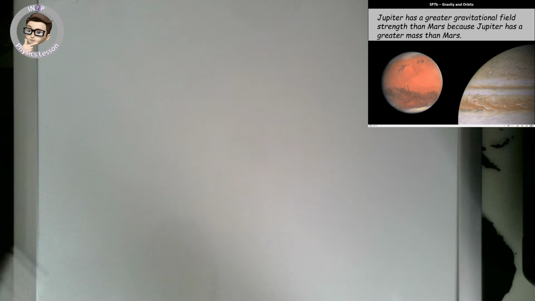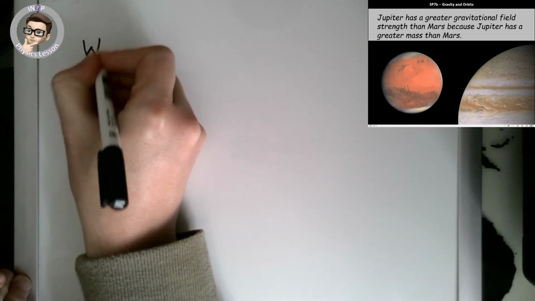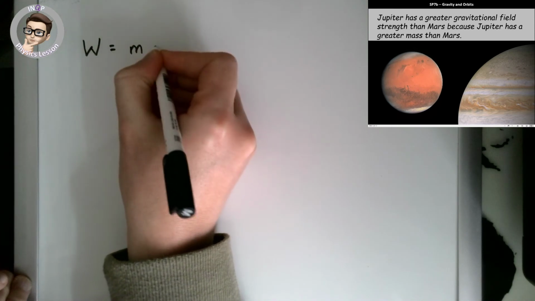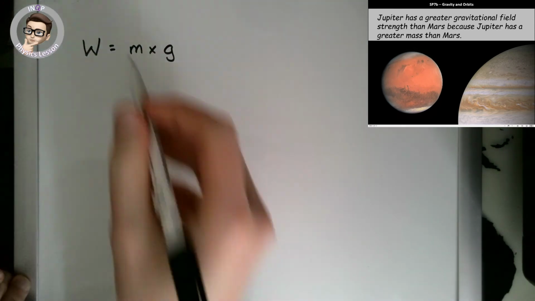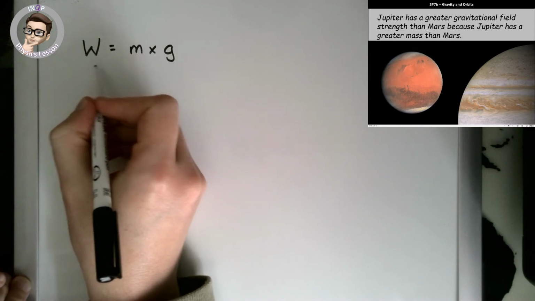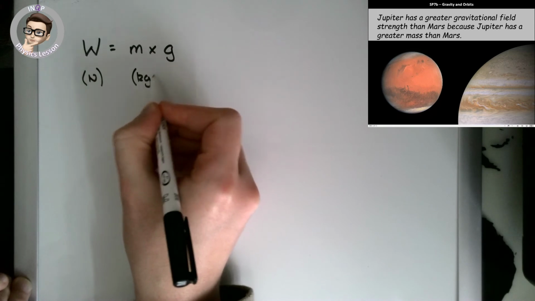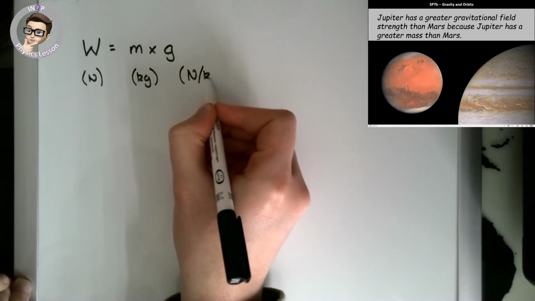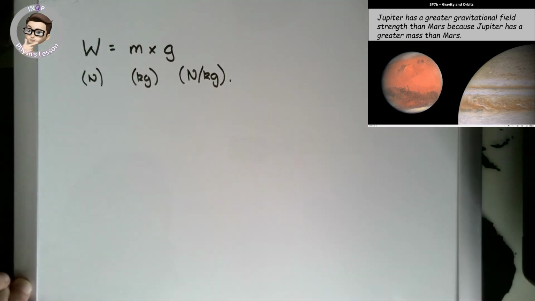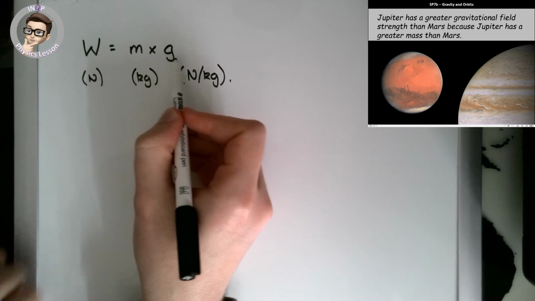we know that gravitational field strength can actually give us a different calculation. Hopefully you remember from the first topic, or one of the first topics we did, W equals m times g, where the weight of an object measured in newtons is equal to the mass, which is kilograms, multiplied by the gravitational field strength, which is newtons per kilogram. So that means that we can work out the weight depending upon the gravity.